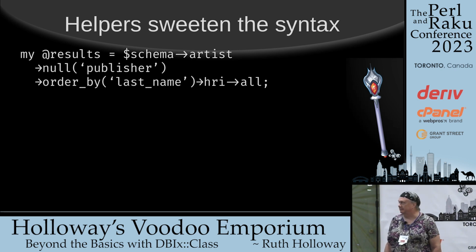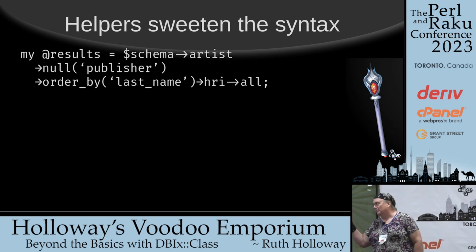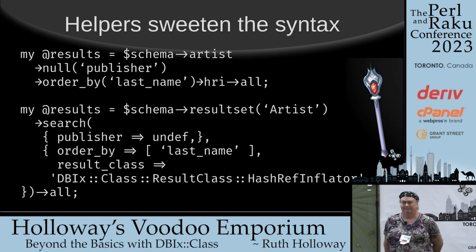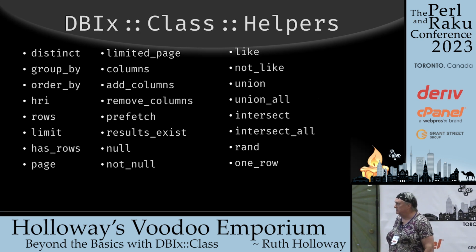They sweeten the syntax. Here I've used several helpers in a row. This is select from artist where publisher is null, order by last name, return it as a hash ref, and I want all records. Instead of that, this is tidier syntax. It's easy to read. As long as these helpers are well named, it makes it easy to read and you know what they're doing. So let's see some examples.